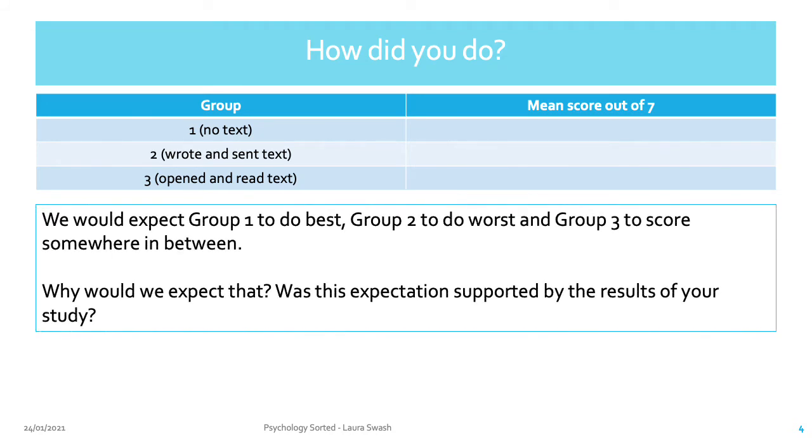Now, this is what we would expect to happen. We would expect Group 1 with no interruptions to do best. We would expect Group 2 to do worst, and Group 3 to score somewhere in between on the memory test.